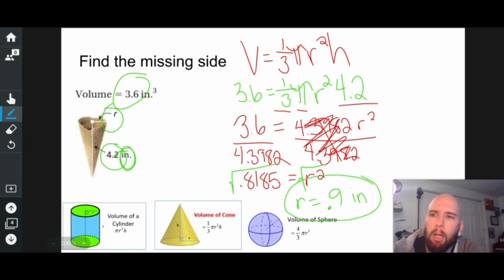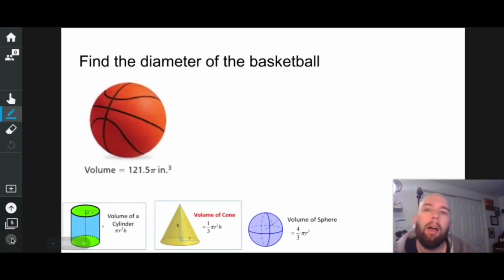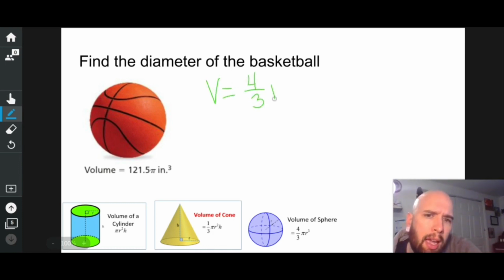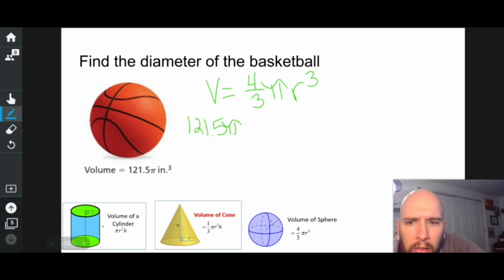Okay. So we did a cone, we did 2 cylinders. I can only imagine what's next. A sphere. Find the diameter of the basketball. Well, okay. That's weird. It's a sphere, so V equals 4/3 pi r cubed. What information do I know? I know that the volume is 121.5 pi. It says so right there. That's going to equal 4/3 pi r cubed.